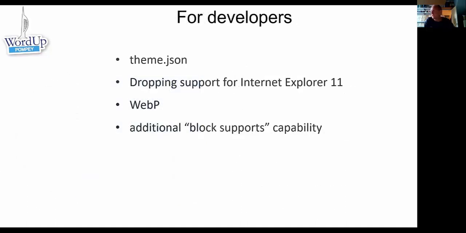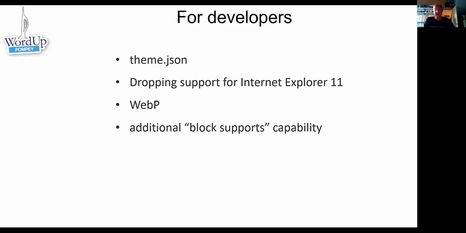Now, there's not very many developers here today who are active WordPress developers who want to use theme.json in their themes. So we might get on to that at some point. I don't know why, for developers, it's dropping the support for Internet Explorer 11, but there you go. That's something that's happened in WordPress 5.8.